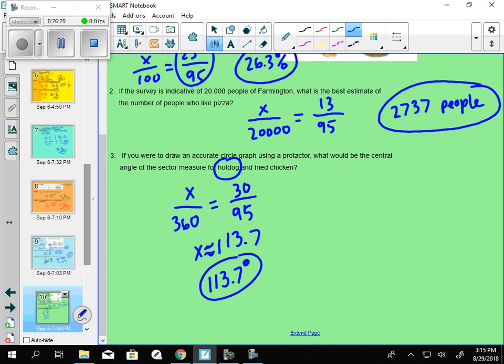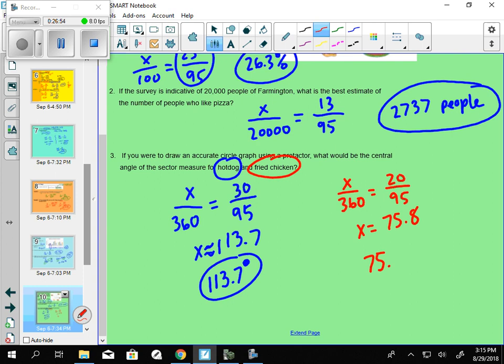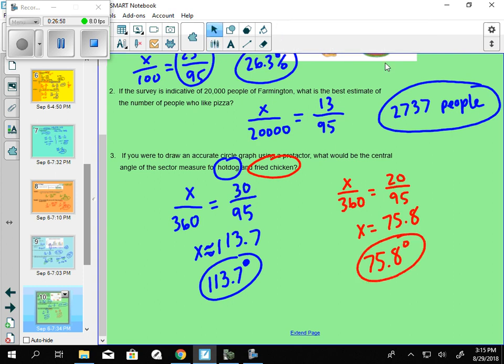Why don't you pause and see if you can do the same thing now for fried chicken. What would that central angle come out to be? All right, let's see what you got. How many degrees out of 360 would be the same as fried chicken was 20 out of the total of 95? So cross multiplying and dividing that, you should have come up with about 75.8, meaning about 75.8 degrees. Okay, all right, why don't you move on now, try some of the practice problems out.